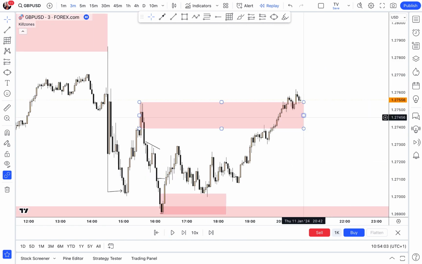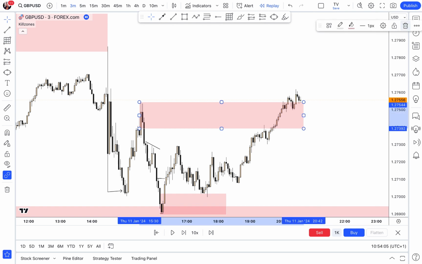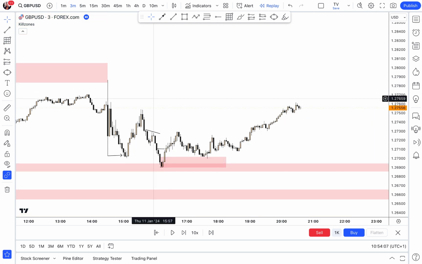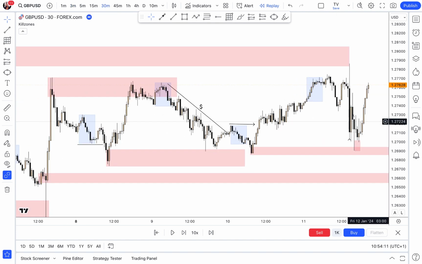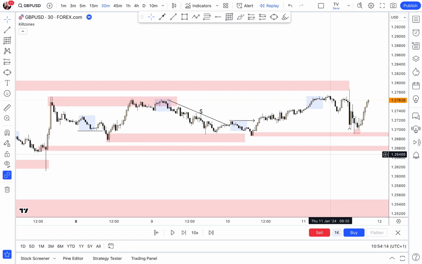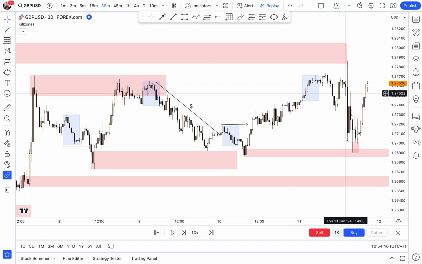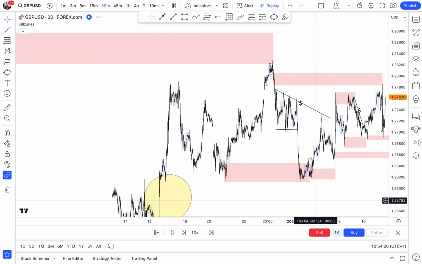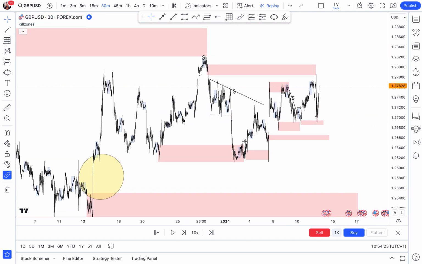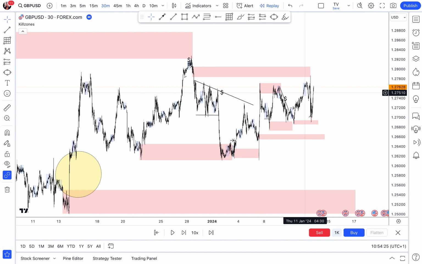Okay, this zone was broken, so no valid sell setup. So let's move to a higher time frame. Each day you want to make sure you are looking at your charts in a broader view. I want to see what is going on. So this is where we are on the chart now.